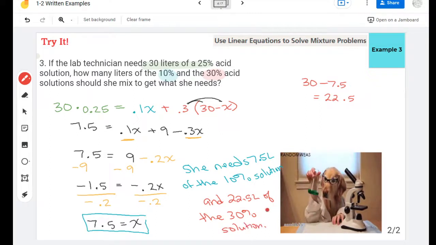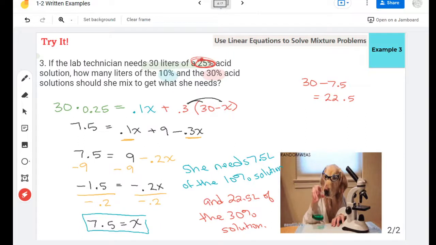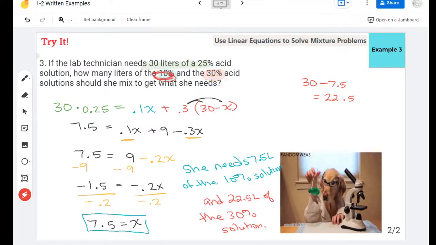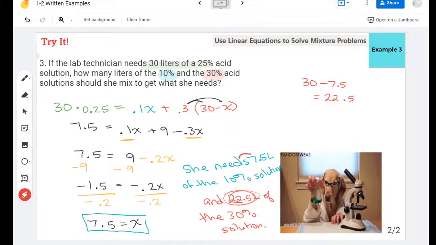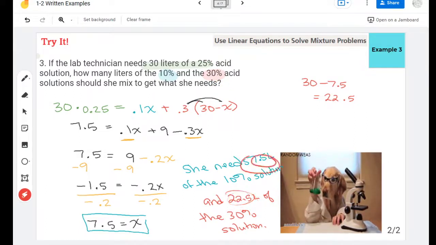And then remember at the beginning, I was saying, well, 25% is closer to 30% than 10%. So that's how I knew that I needed more of that 30% solution. So see, I have almost 3 times the 30% solution than the 10% solution.